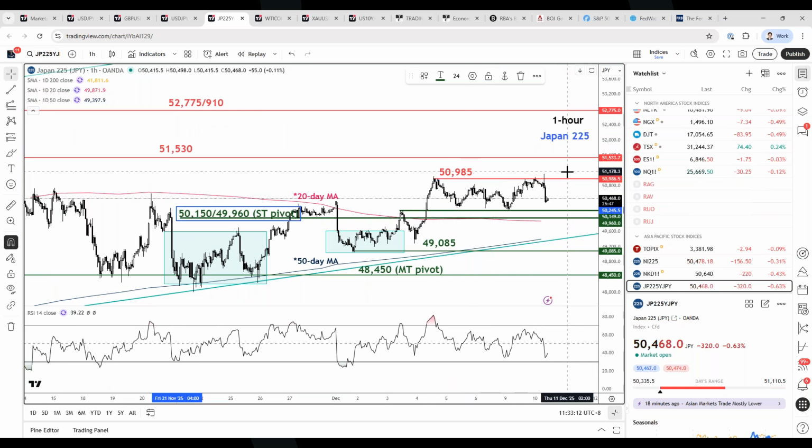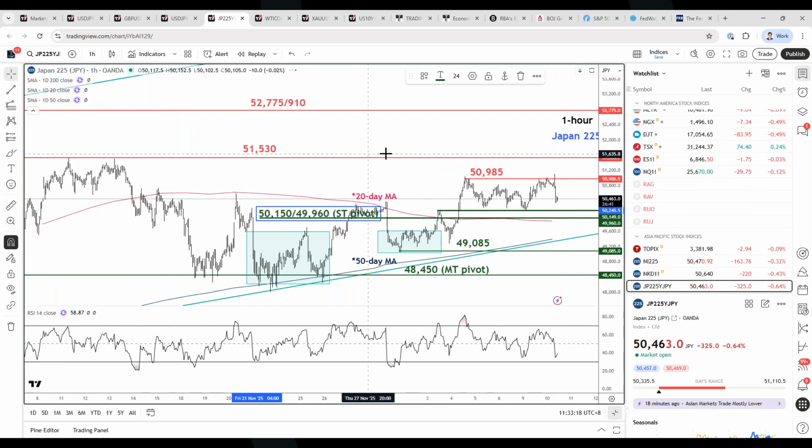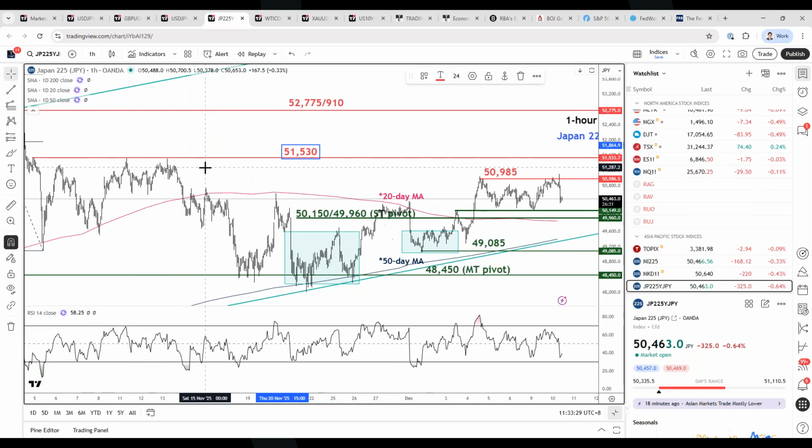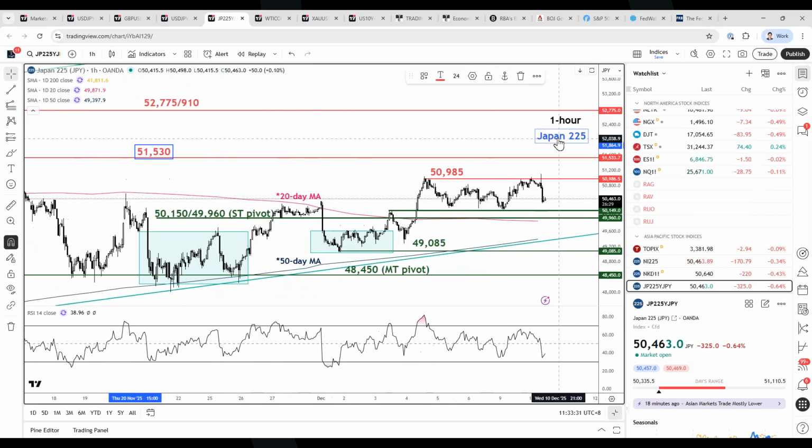Only a bullish breakout above 50,095 will solidify the continuation of the bullish impulsive upmove sequence to expose the next near-term resistance level at 51,530 in the first step, which is the minor swing high area of 4th of November, 11th of November, and 13th of November over here. So that's for the Japan 225.